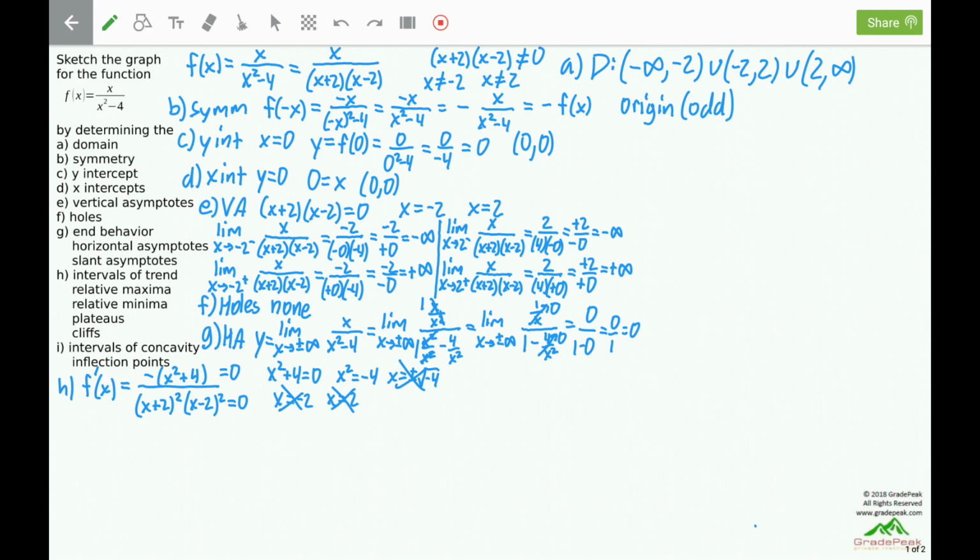We can draw a domain line, a line representing the domain. It has no left end because it begins at -infinity, and no right end because it ends at +infinity. It does not include -2 or +2.